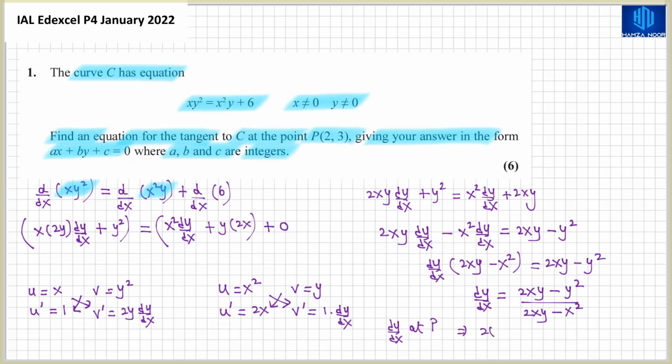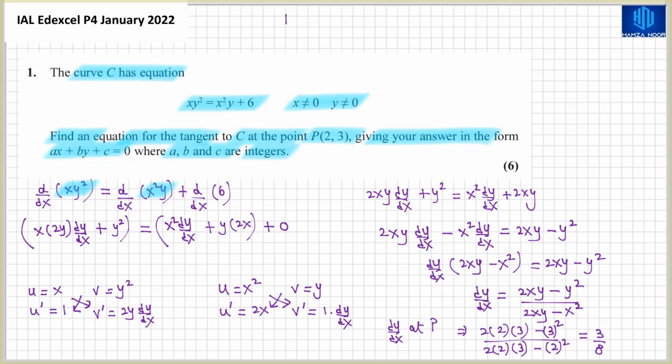So 2 multiplied by 2 multiplied by 3 minus 3² divided by 2 multiplied by 2 multiplied by 3 minus 2². Okay, so far we have achieved this thing. So 2 times 2 times 3 minus 3² divided by 2 times 2 times 3 minus 2². So the value of dy/dx is 3/8.